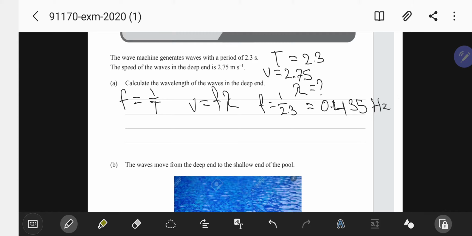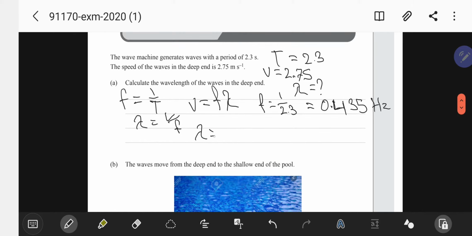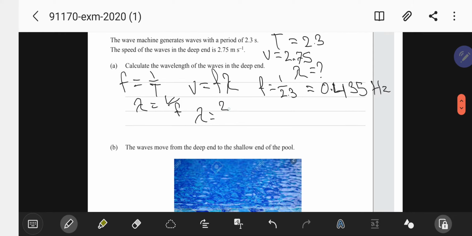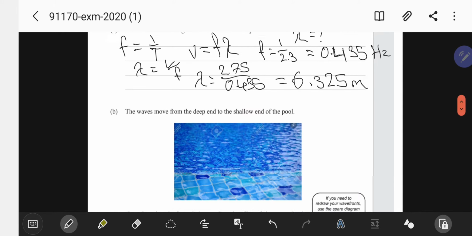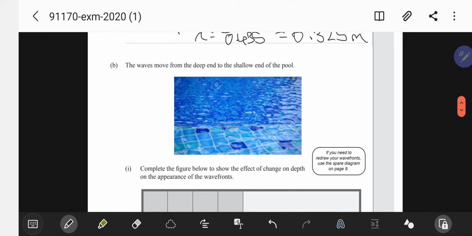Hertz. So wavelength equals V over F. So wavelength equals 2.75 over 0.435. So 2.75 over 0.435 equals, this gives us 6.325 meters wavelength.